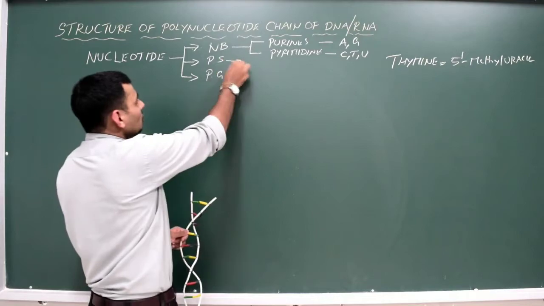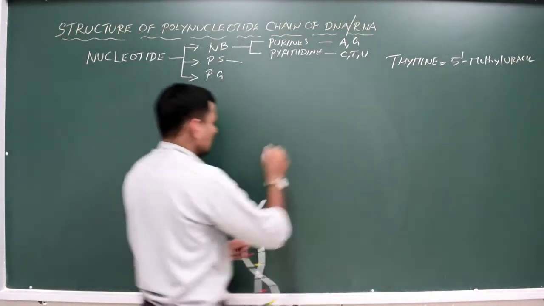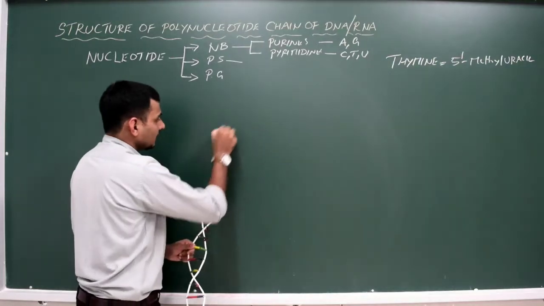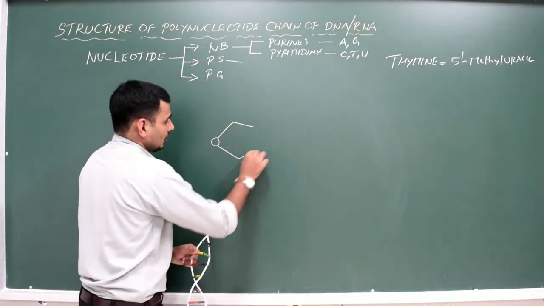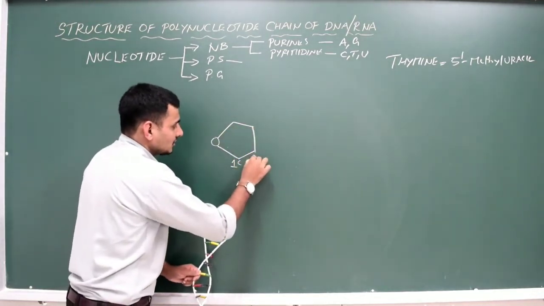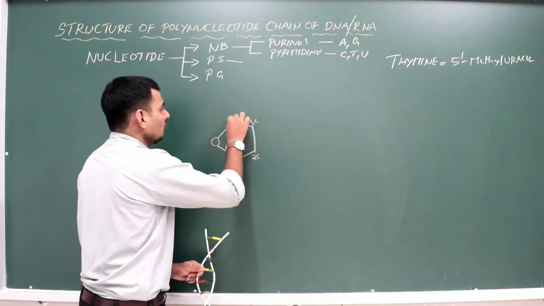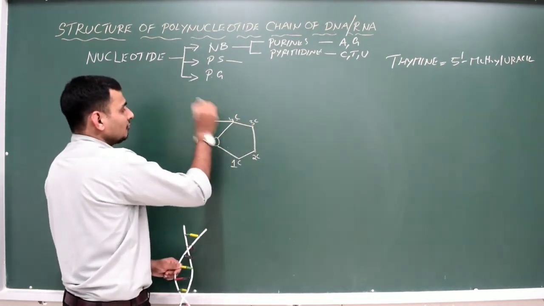Now, we'll talk about this pentose sugar. You know about the pentose sugar. I just draw a pentose sugar here. This is better. Okay, so this is the pentose sugar. This is the first carbon atom. This is the second carbon, third carbon, fourth carbon. And here you see the fifth carbon. We just write C here.